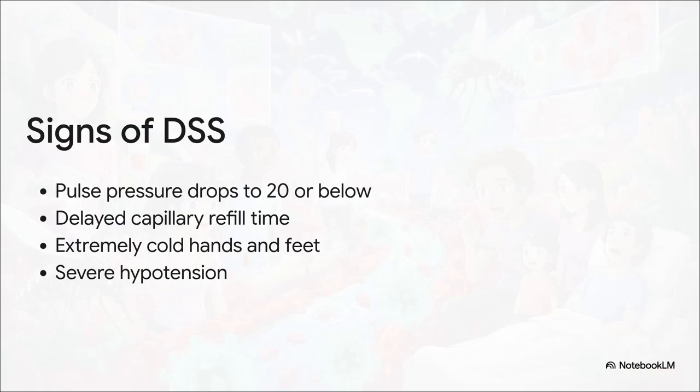Now, if this plasma leakage continues unchecked, the patient loses so much blood volume that they enter dengue shock syndrome, or DSS. We have to be aware of these critical, final warning signs. You'll see the pulse pressure drop to 20 or below. You'll notice a delayed capillary refill, meaning if you pinch the patient's fingertips so it turns white, it's going to take a dangerously long time to turn pink again because blood flow is so poor. Their hands and feet will become freezing cold to the touch, and they'll experience severe hypotension, which is crashing blood pressure. Spotting these signs immediately is absolutely critical for emergency, life-saving intervention.